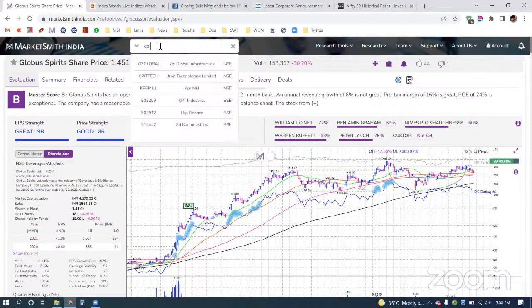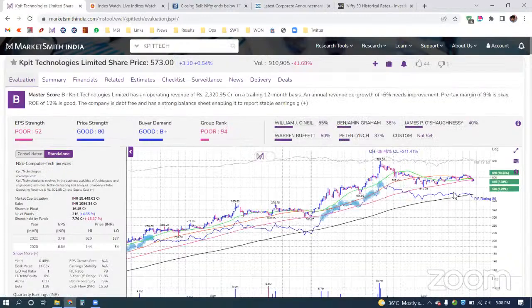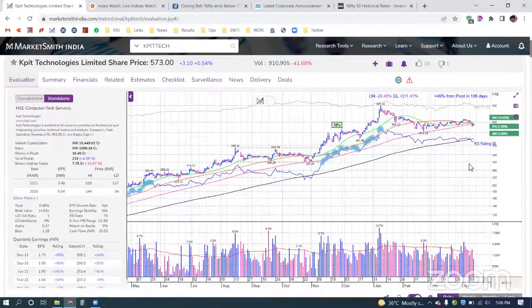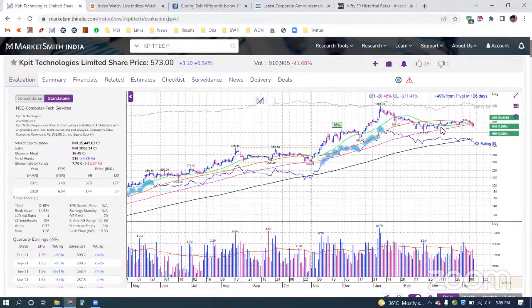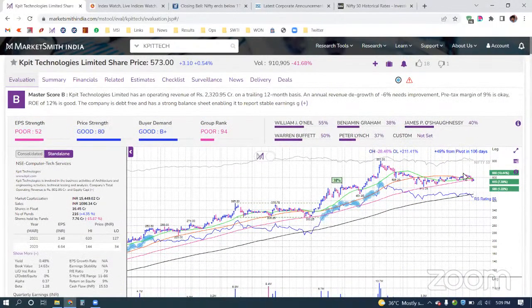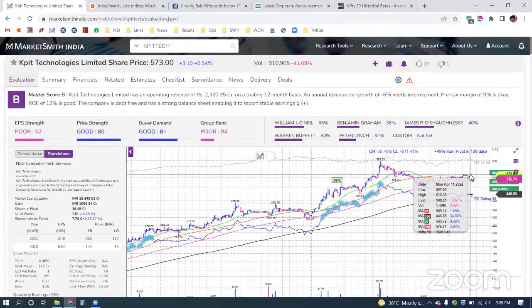Next, I'll move on to KPIT. KPIT also, it's our watch stock. We tried to add it after a good rebound from its 100 DMA, but it had not happened. Currently, it reached its 100 DMA and is currently trading just around 1% below that level. This pink line is 100 DMA. If it retakes that level and goes above this particular level of 630, 640, we might consider for addition.